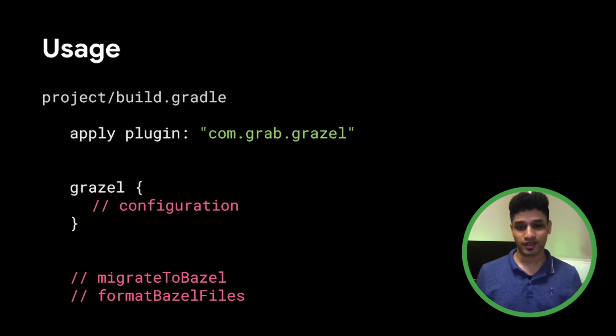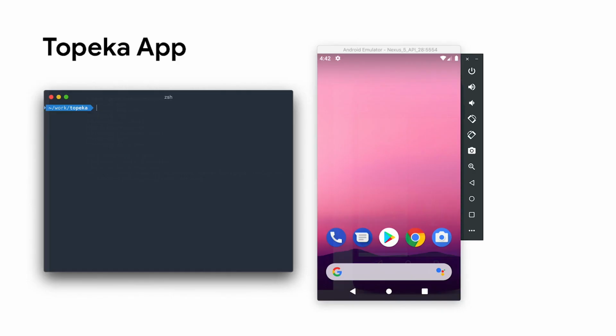In the root build.gradle file, we can apply the plugin with the given coordinates and then configure Grazel with a couple of things like rules version, etc. Doing so will add a couple of tasks to the project such as migrate to Bazel and format Bazel files. Now let's take a quick demo on Google's Topeka sample application, which is a Kotlin based multi-module project.